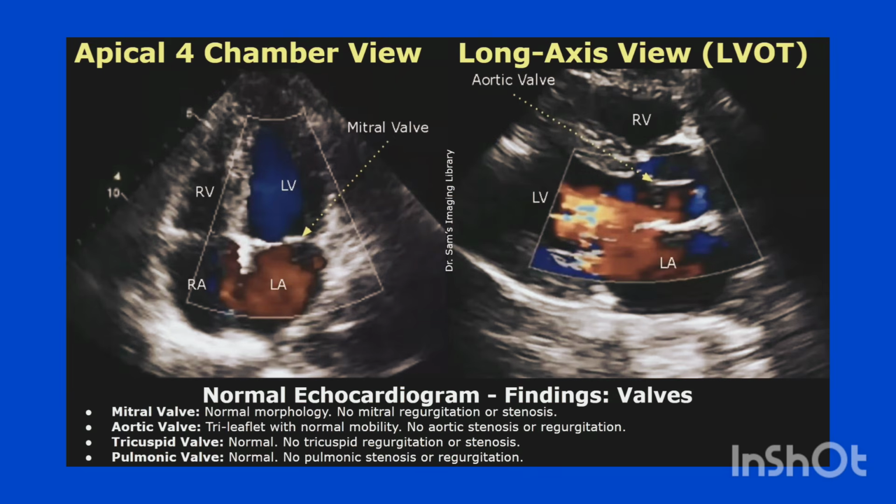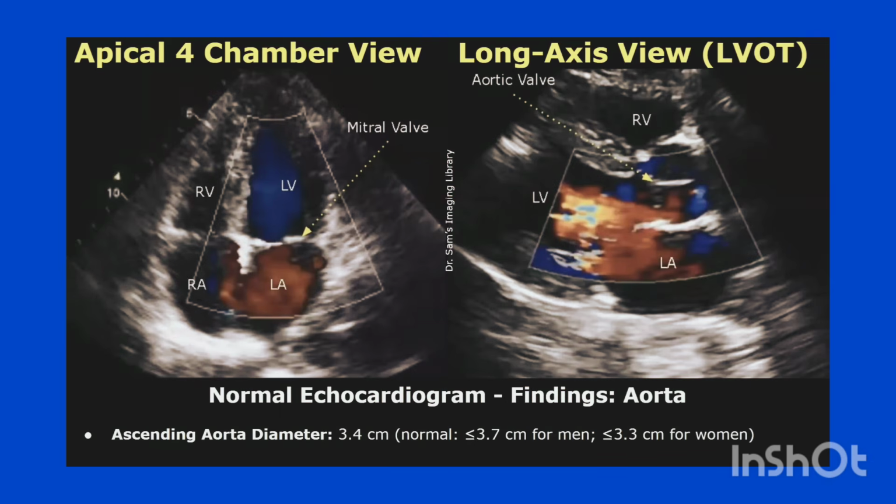Next we have the tricuspid valve. It is normal, no tricuspid regurgitation or stenosis. And finally we have the pulmonic valve, normal, no pulmonic stenosis or regurgitation.